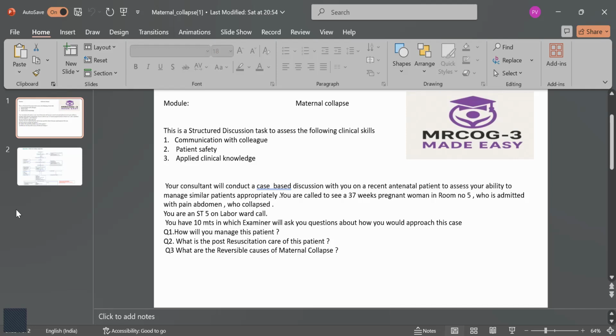Whenever we find out the cause, the treatment is directed towards the cause. So this way we manage the maternal collapse, identify the cause, and manage the cause.